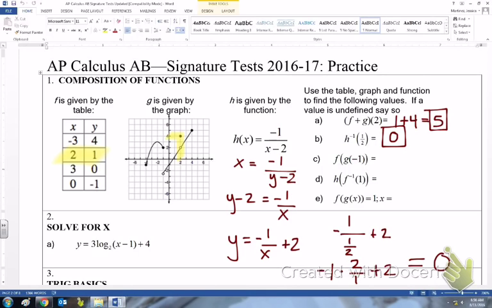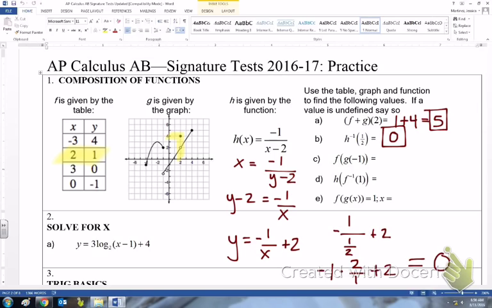All right, part C. Part C, f of g of -1. So this is a composition of functions. So we go from the inside to the outside. So we have the x value of -1, and the first thing we're going to do is evaluate g at that value. So for g, I'm going to figure out what the value is at -1.